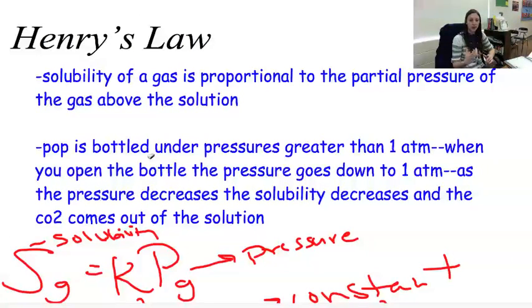But pop that's flat has lost all its CO2 because the pressure is now the same as it is around it, which is 1. So they make those pop bottles a higher pressure to force the carbon dioxide into the pop. Then when you open it up, all the foam or CO2 leaves, and that's what makes it fizzy.